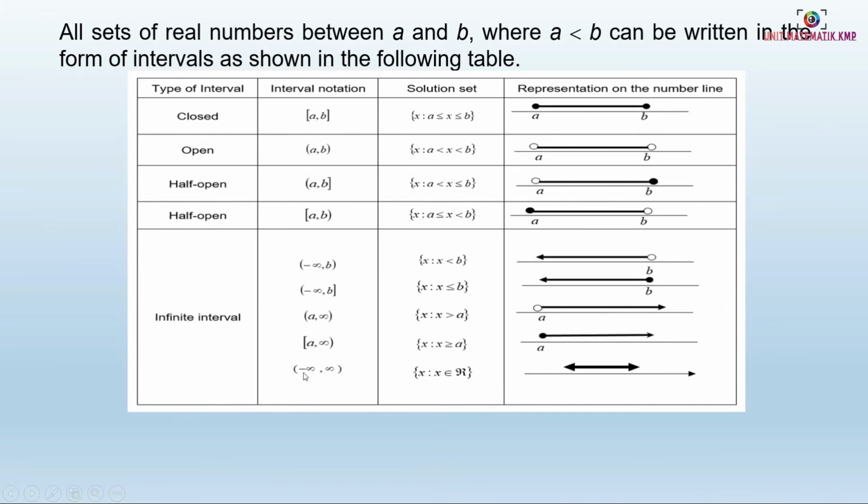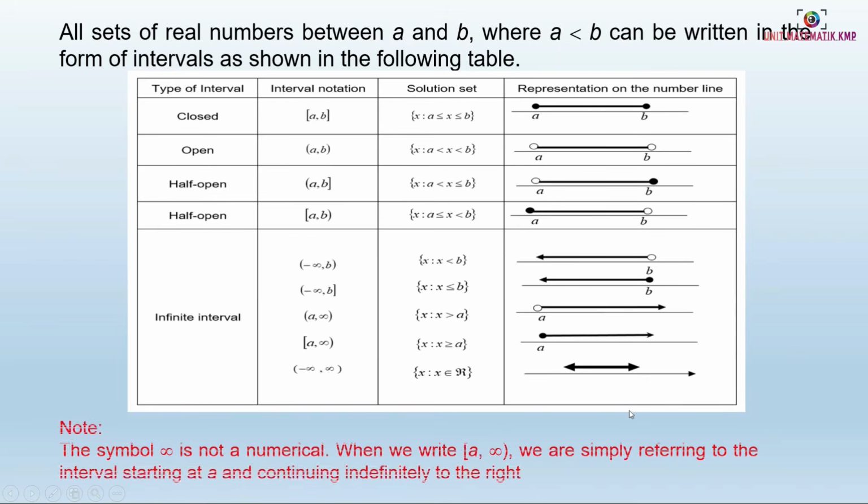And the last one, negative infinity to infinity. Solution set is x where x is an element of R. R is the real numbers. So we represent on the number line like this. Note, the symbol infinity is not a numerical value. When we write A to infinity, including A, we are simply referring to the interval starting at A and continuing indefinitely to the right.